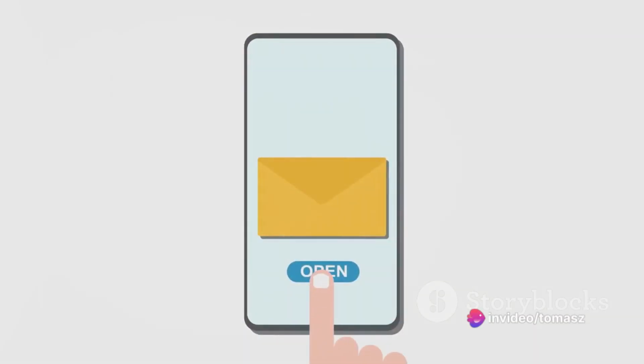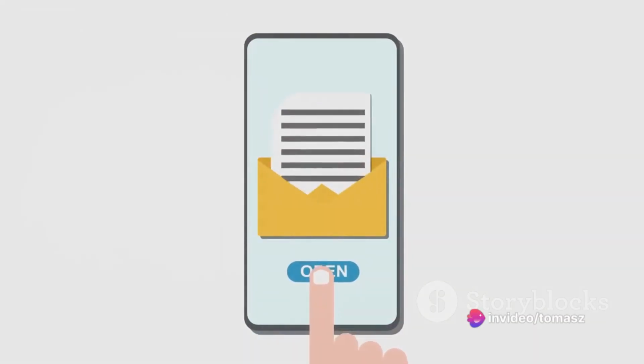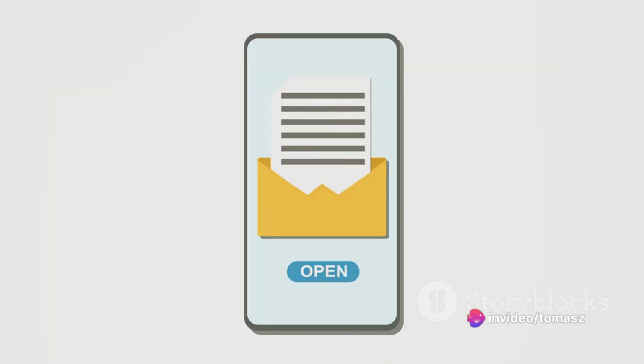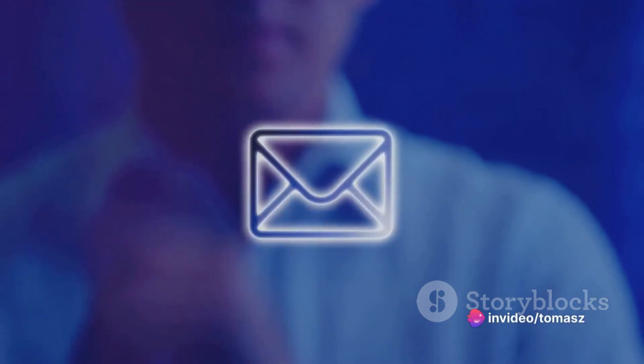Next, you'll need to authorize the tool to access your email. This step is crucial because it allows the tool to monitor your outgoing emails and notify you when they're opened. To do this, simply follow the prompts provided by your chosen tool. You'll typically need to enter your email address and password, then grant the necessary permissions.